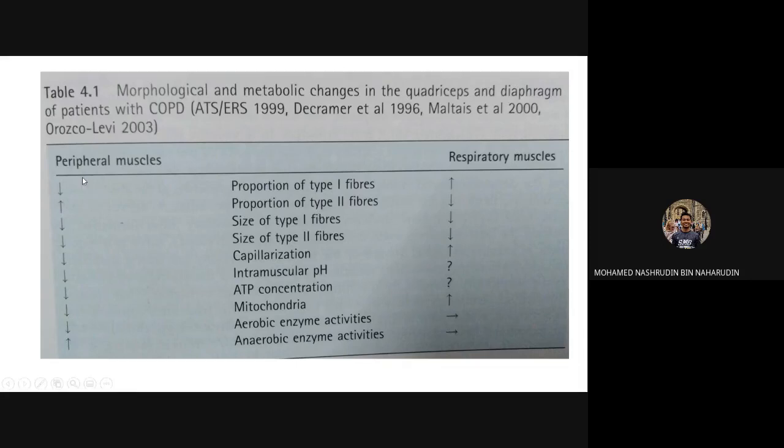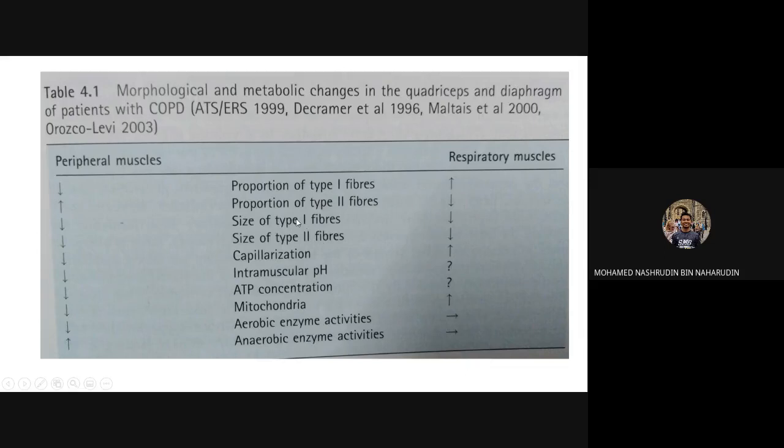Okay, peripheral muscles are the muscles outside the respiratory system, like the quadriceps. The quadriceps is a peripheral muscle, away from the respiratory muscles involved. And the size of muscle fiber type 1, although its proportion is increased, the size of type 1 decreases. Both type 1 and type 2 decrease, for both peripheral and respiratory muscles.